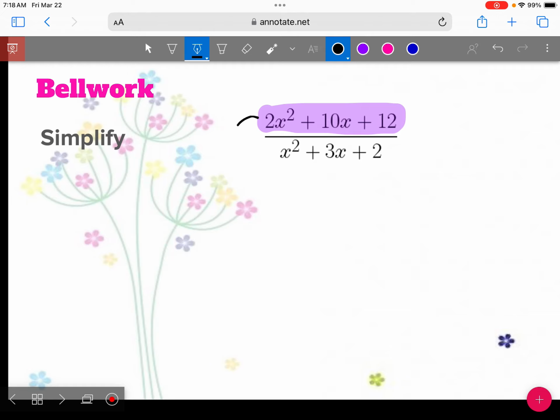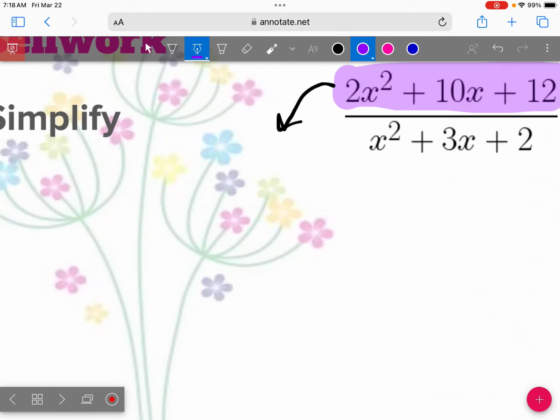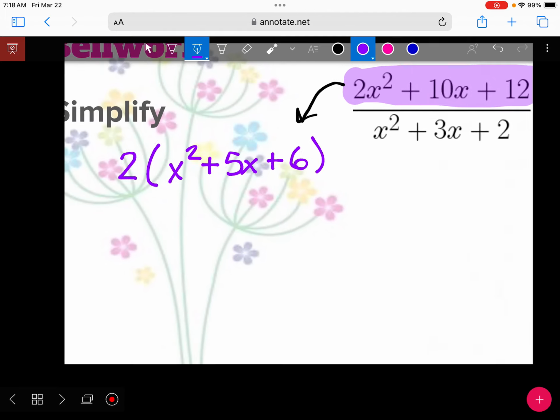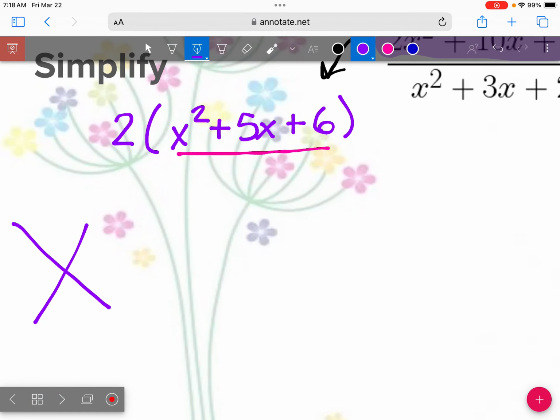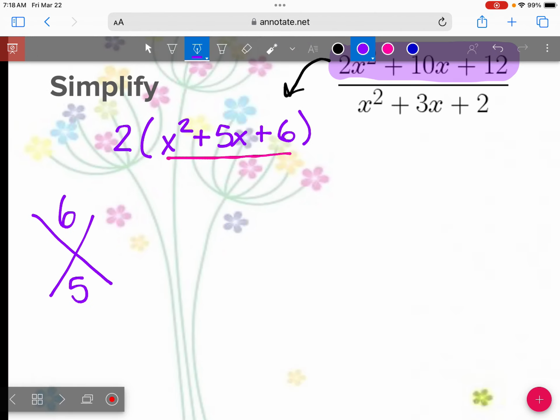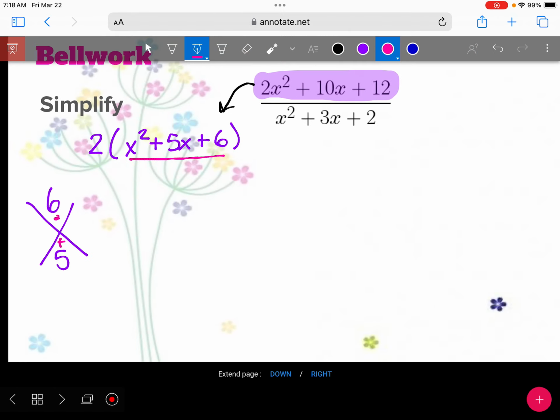GCF. This is a GCF of 2. So I could rewrite this as 2 times x squared plus 5x plus 6. And then we can factor this part using our x frame, where we take our a times c at the top, which is 6, and our b at the bottom, which is 5. What is a pair of numbers that multiplies to make 6 and adds to make 5? 3 and 2.